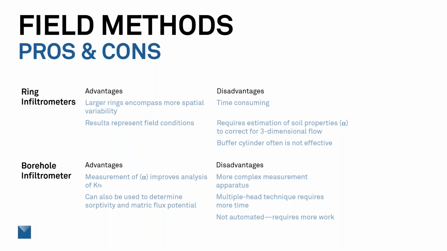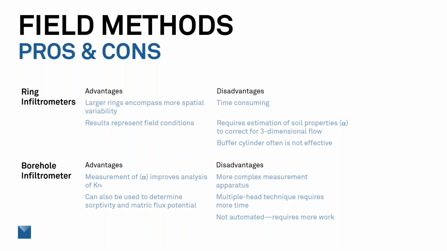And depending on the type of device or type of approach you use, you do have to do that estimation of the soil properties to get that alpha value to correct for three-dimensional flow. Now, if you use something like the dual head approach, then that does help simplify this and helps overcome this disadvantage. But again, these are things that you have to consider. And with double ring infiltrometers, what research has found and what's shown in the literature is that the buffer cylinder is often not effective at buffering that inner ring from lateral flow.